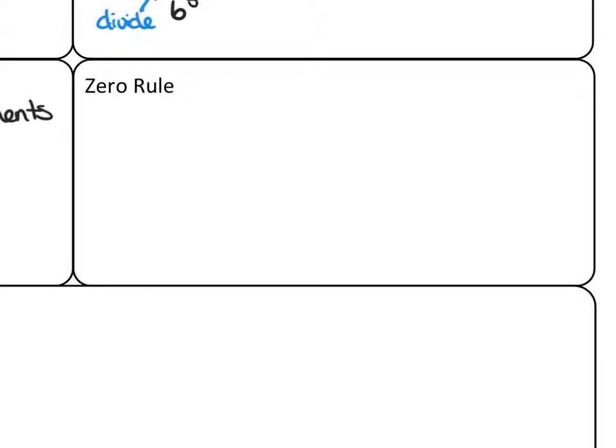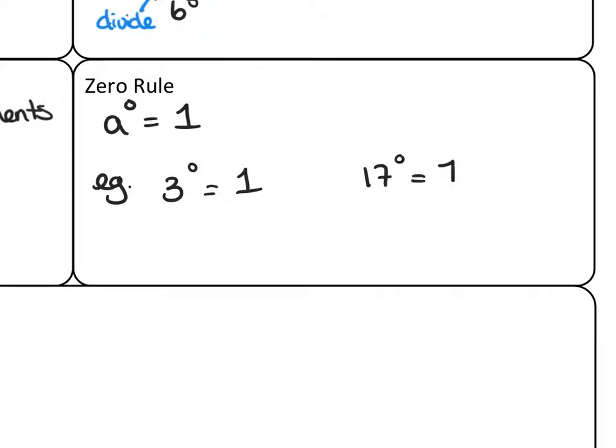Now, this is probably my favorite rule, but I don't know why people mess it up all the time. Whenever you have an exponent of 0, the answer is just simply 1. Okay, it's not 0. Please don't make that mistake. It is always 1. So for example, let's say we had 3 to the 0. The answer for that would be 1. 17 to the exponent of 0, answer is 1. Even if we had x to the 0, the answer will be 1. Don't forget it. 0 exponent, answer is 1.